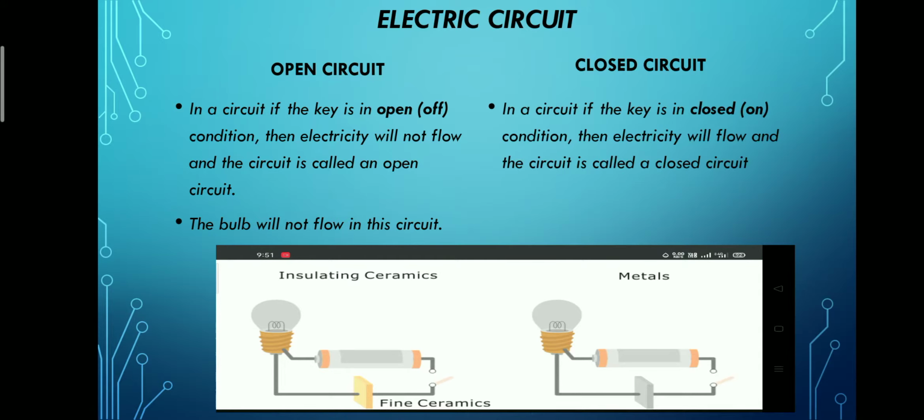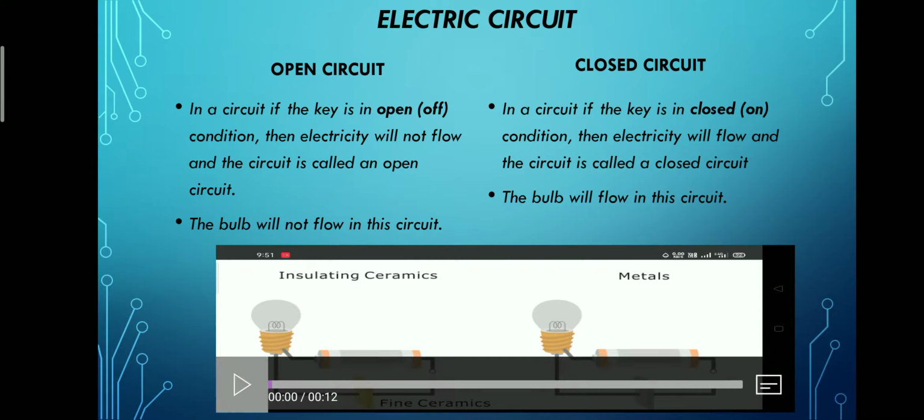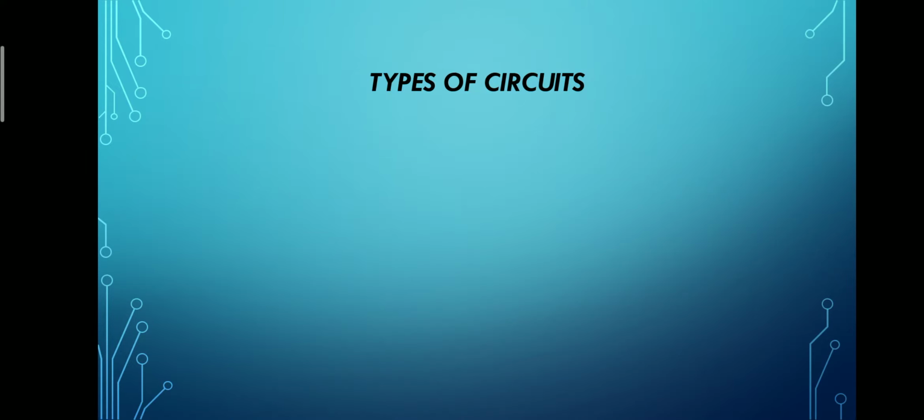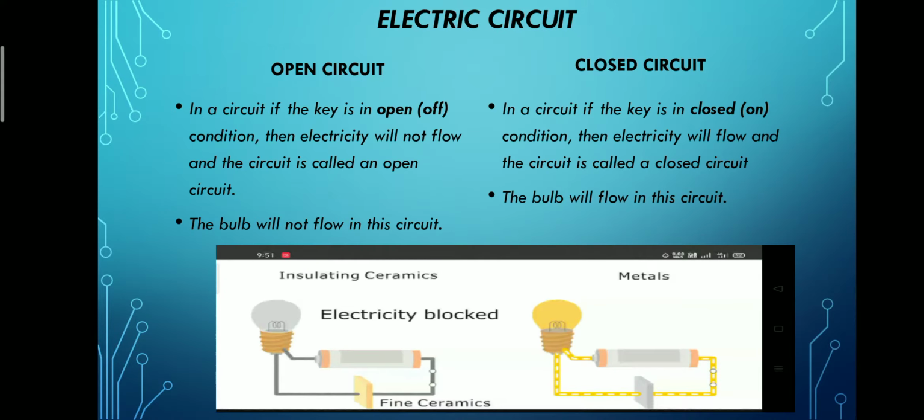And in a closed circuit, the key is in the closed condition, and then the electricity will flow in the circuit, and in this condition the bulb will glow. So look at this video. In this video I have given you an electric circuit. It shows the closed condition, this is your closed one, and the electric current flows.